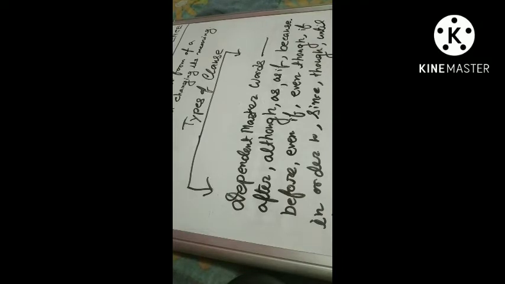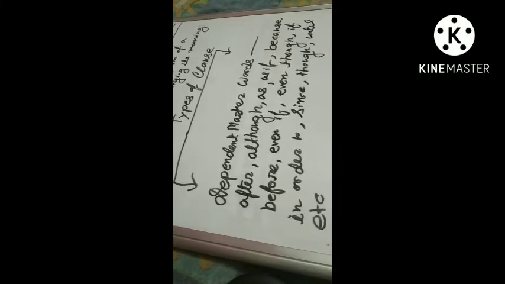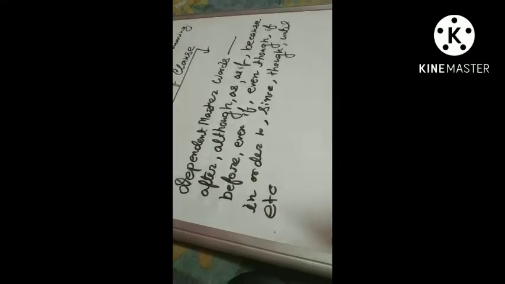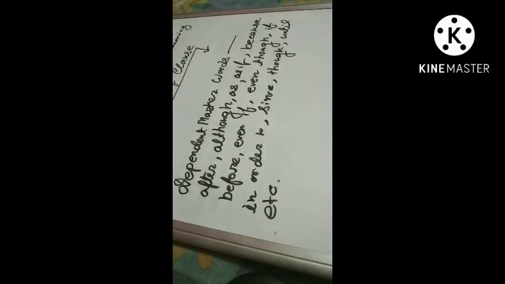Okay, these words added to the beginning of the independent clause make it into a dependent clause. If you write these dependent marker words in front of the independent clause, or at the beginning of the independent clause, it transforms into a dependent clause.